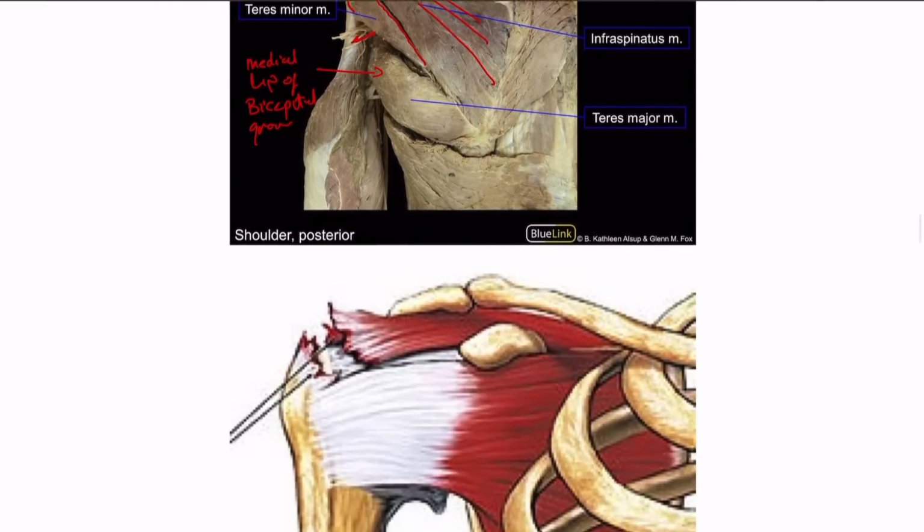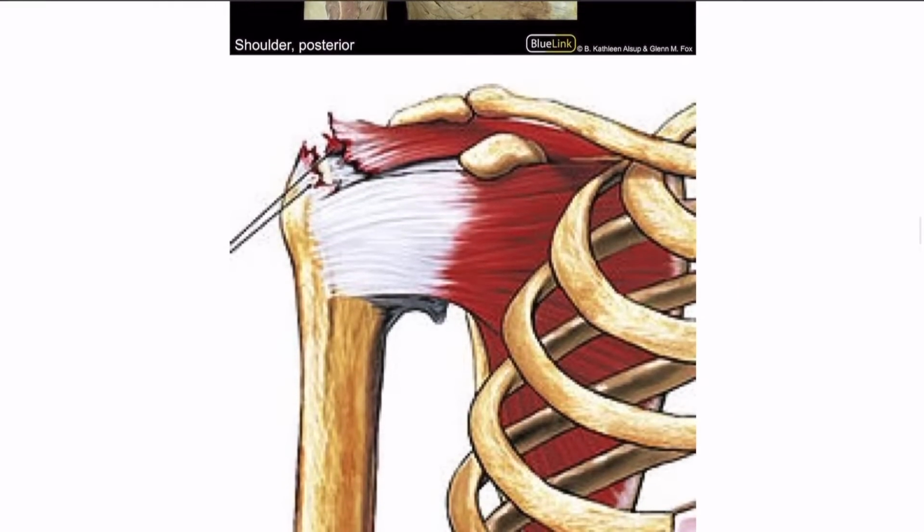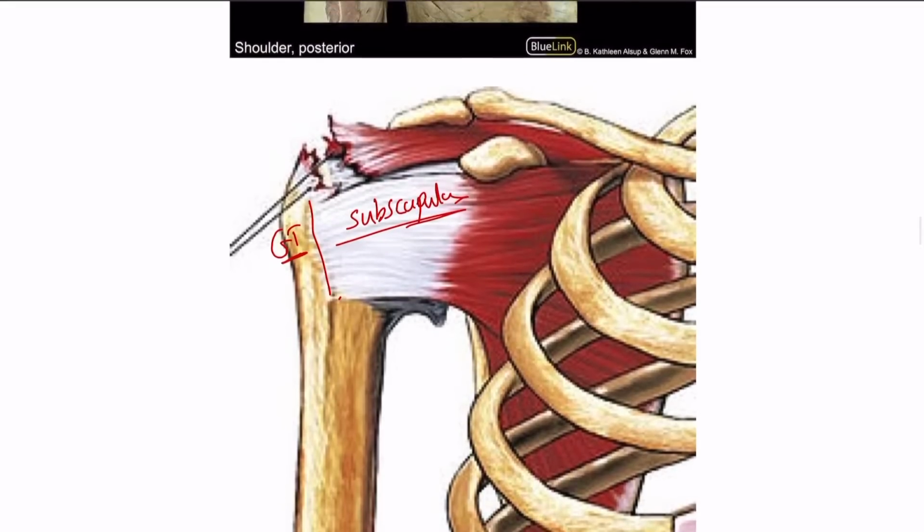On this one, we're looking from the front, and this is the scapula over there. This one is the subscapularis muscle, taking origin from the whole subscapular fossa, and it's going to the lesser tuberosity of the humerus. The nerve supply is the upper and lower subscapular nerves, and these come from the brachial plexus.